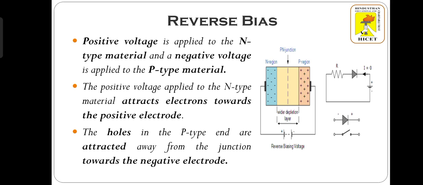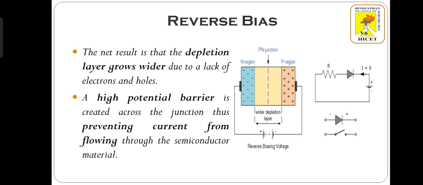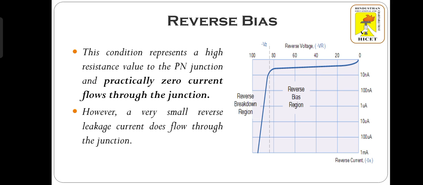During reverse bias condition, the p-type is connected to the negative terminal and the n-type is connected to the positive terminal. This will create an attraction process. So both electrons and holes will move towards the electrodes, and this makes the depletion layer grow wider. Since the depletion layer grows wider, it will create a very high potential barrier and it will completely prevent the current flowing through the diode. This is the characteristic of the PN junction diode during reverse bias condition.